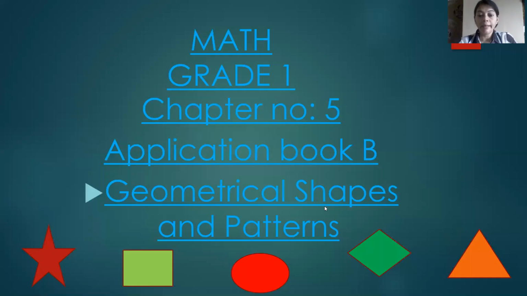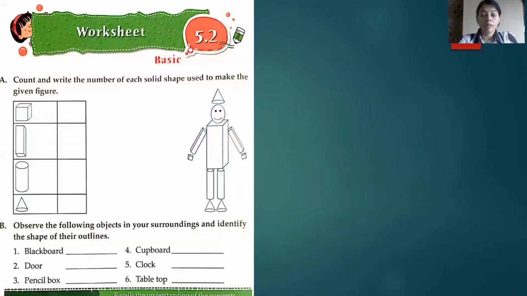I hope you all are ready with your things. So let's start solving chapter number 5, application book B. Okay, now this is worksheet 5.2a. Okay, so children, in this there is one figure. And what you are going to do, you are going to count the shapes that are given on the other side. So let's start solving this.